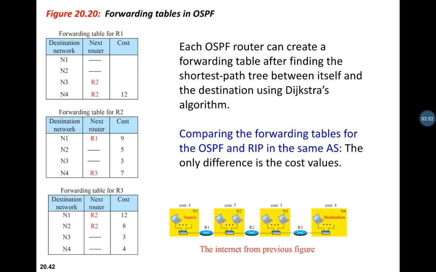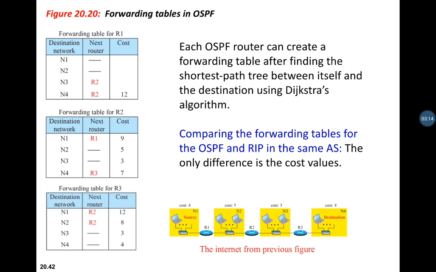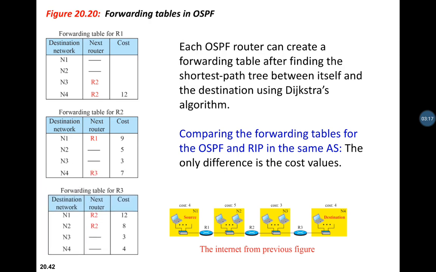The forwarding table will have the destination network, the next router if any, and the cost associated with it. Initially for R1, the networks N1 and N2 are directly connected. The network N3 is connected through the router R2, and N4 is also connected through the router R2, and with respect to that, the cost is specified.